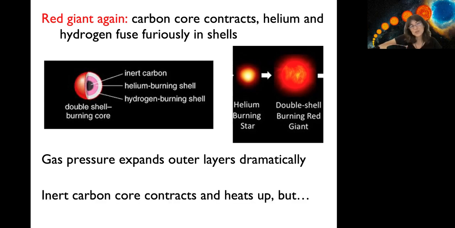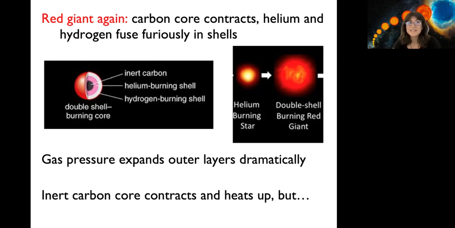So the gas pressure expands the outer layers dramatically, and the inert core continues to contract. And it contracts and it heats up and it contracts and heats up. And it's trying really hard to burn the next thing, right? So you would think if you just get it hot enough, maybe you can get two of these nuclei, which have 6 protons each, maybe you can get them to come together. The problem is you need a lot of pressure. You need a lot of gravity in order to get it that hot.